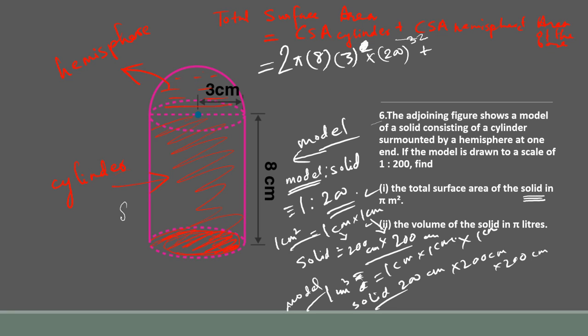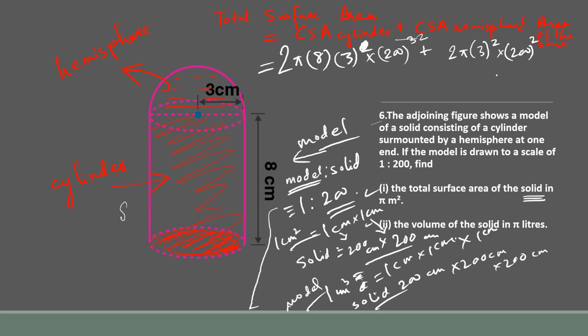So the CSA for the hemisphere is 2 pi r square, right? Since it's r square, centimeter square, you will do it as 200 square for the solid. 2 pi times 3 square is for the model. When you multiply by 200 square, that gives us the hemispherical CSA for the actual solid, since the scale is 1 is to 200. I hope I explained it well.